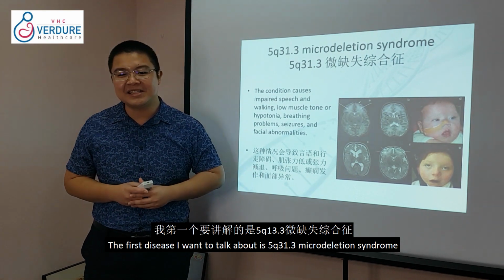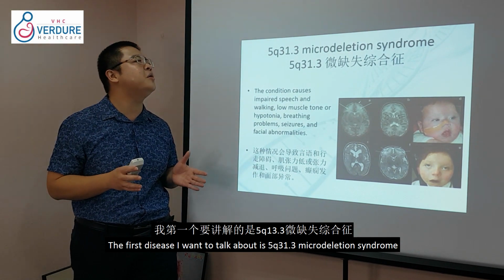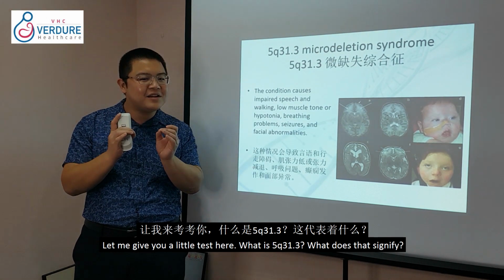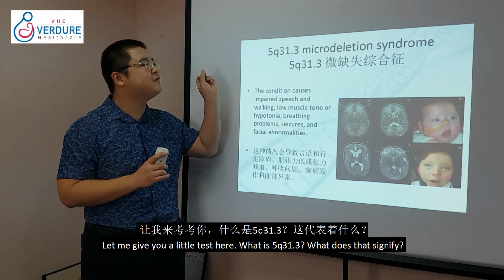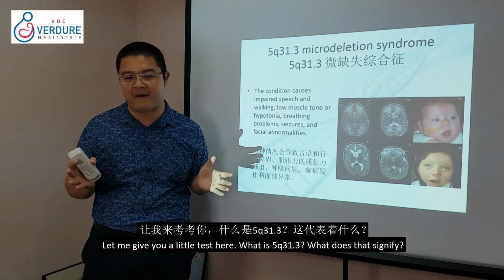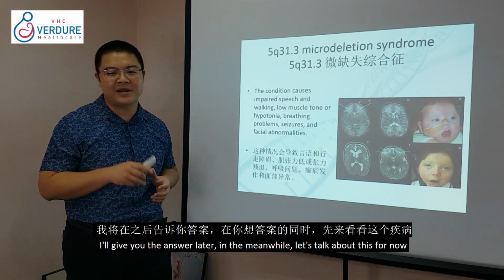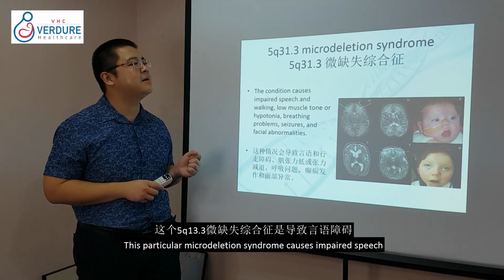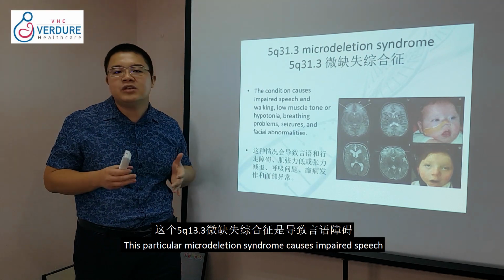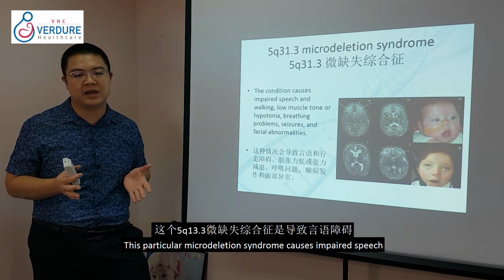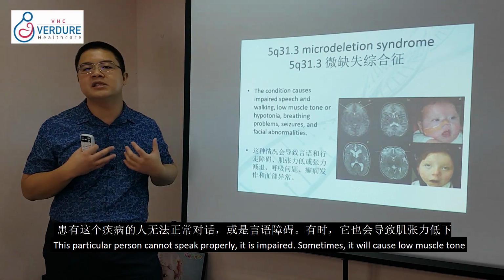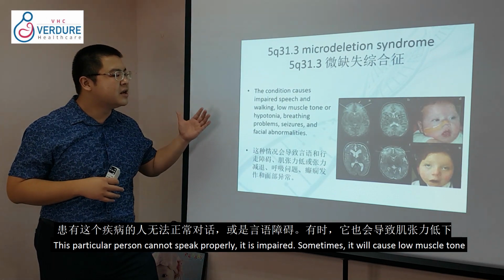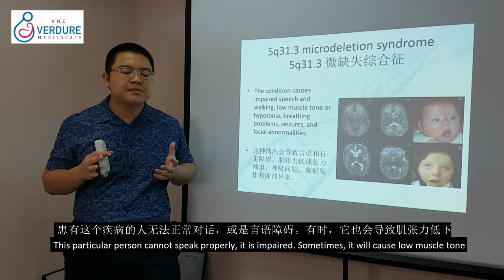The first disease that I want to talk about is 5q31.3 microdeletion syndrome. Let me give you a little test. What is 5q31.3? What does that signify? I'll answer that later on, but in the meanwhile, have a think about it. We talked about this just now. This particular microdeletion syndrome causes impaired speech, so the person cannot speak properly, and sometimes it will cause low muscle tone. What's muscle tone?